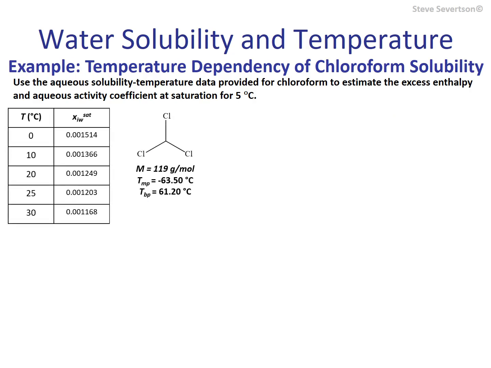This example demonstrates the fitting of solubility versus temperature data for a neutral organic liquid. It asks us to use the aqueous solubility temperature data listed for chloroform to estimate the excess enthalpy of dissolution and aqueous activity coefficient at saturation at 5 degrees C. The data is over a range of 0 to 30 degrees C for which chloroform is a liquid and does not undergo a phase transition.